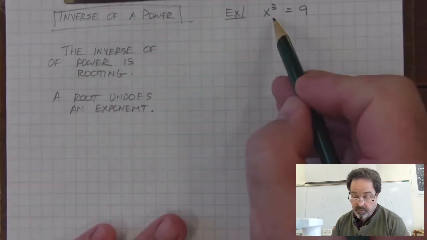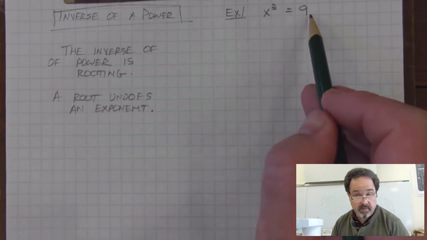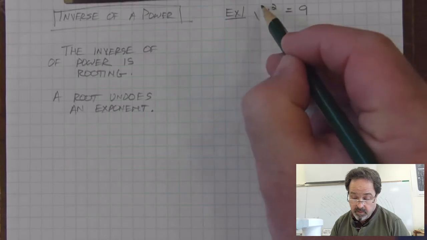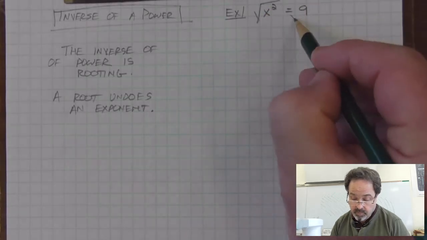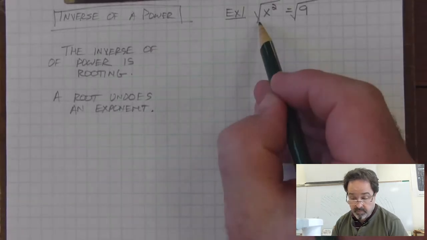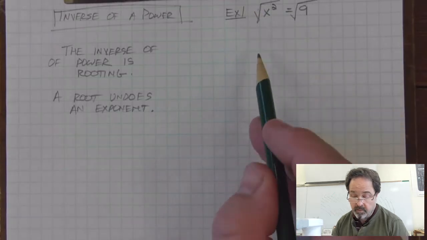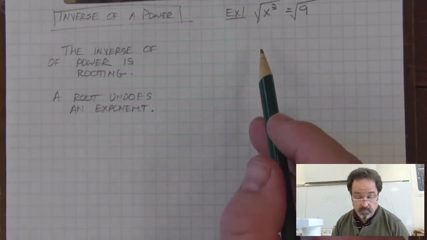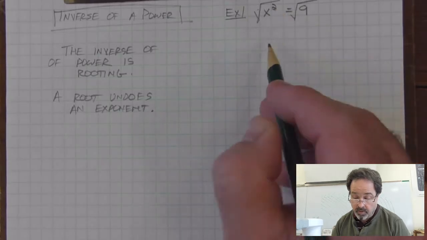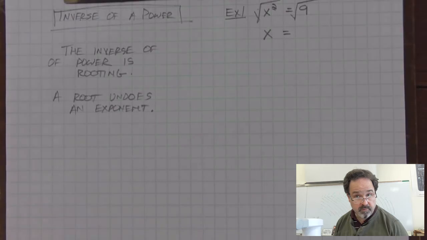So in this equation here, we have x squared is equal to 9. What we need to do to both sides to undo that square is the square root. It looks like this. We use the radical symbol to show our work. And if there's no number in this part of the radical symbol, then it's the square root. The square root will cancel the square, leaving x by itself, because they're inverses.